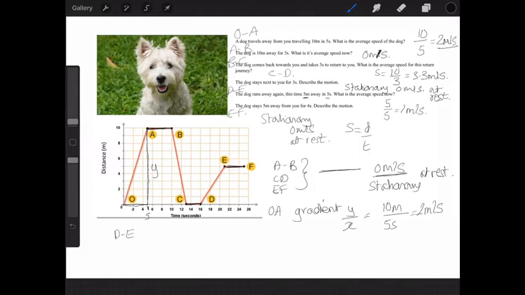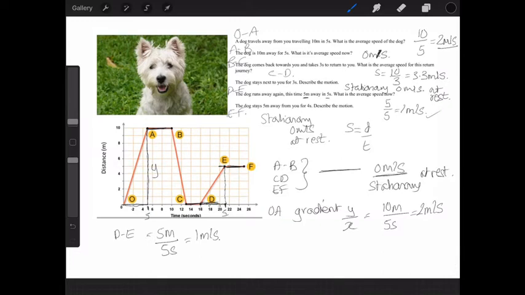in D to E, we can take the gradient again. Excuse my very poor drawing on the screen here. But we have got on the y-axis 1, 2, 3, 4, 5 metres divided by the x-axis, where we've got 1, 2, 4, 5 again, haven't we? Sorry, it's 5 seconds. 5 divided by 5 gives us 1 metre per second, which was the same answer we got up here.